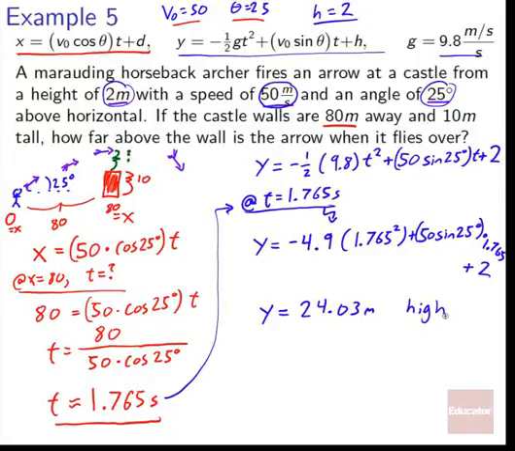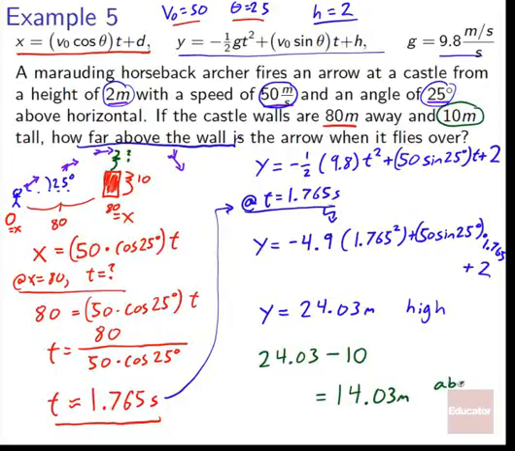However, that's not our answer. We were asked how far above the walls it is when it gets to it. So how far above the wall is it? So at this point, we take 24.03 minus the height of the walls, which is 10 meters tall. So minus 10 will give us the amount that it is above the wall. So that comes out to be 14.03 meters above the castle walls when it flies over them.